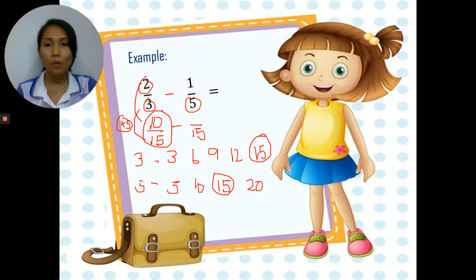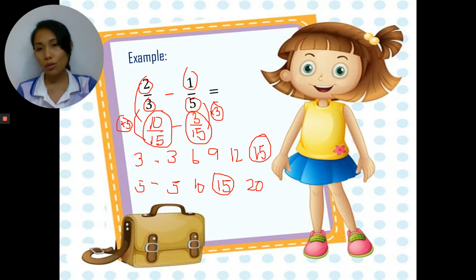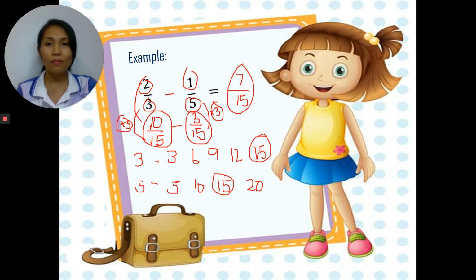How about the second one? 5 times what factor to get 15? 5 times 3. Now we multiply this to the numerator: 1 times 3 is 3. Now we have our new fractions, and you see we have the denominator 15, so they are now like fractions. Copy 15, 10 minus 3 equals 7. So there we get the answer. That's how we use finding the LCD.